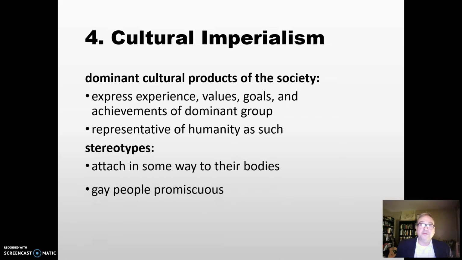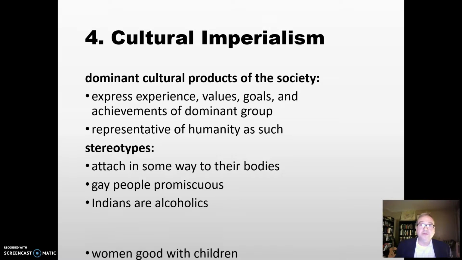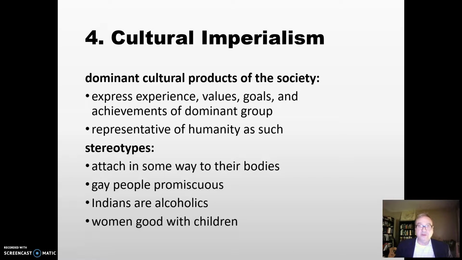So gay people are promiscuous. Indians are alcoholics. Women are good with children. But the oppressed group's experience and interpretation of social life differs drastically from those of the dominant culture. The dominant group imposes their experience and interpretation on the oppressed groups through cultural imperialism.